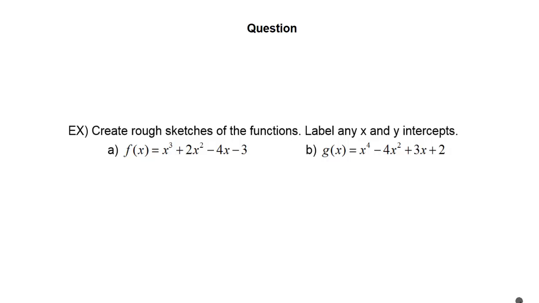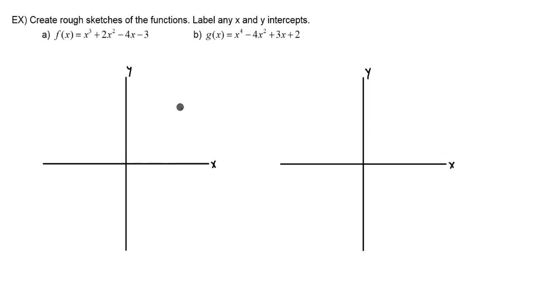In this question, we need to come up with a rough sketch for f of x as well as g of x. And when we have that rough sketch, we also want to label the intercepts, x and y. So the first thing that we want to do is get the x and y axes down on our paper. And here's where we're going to put the rough sketch. So to help us out, we're going to graph this in Desmos.com.